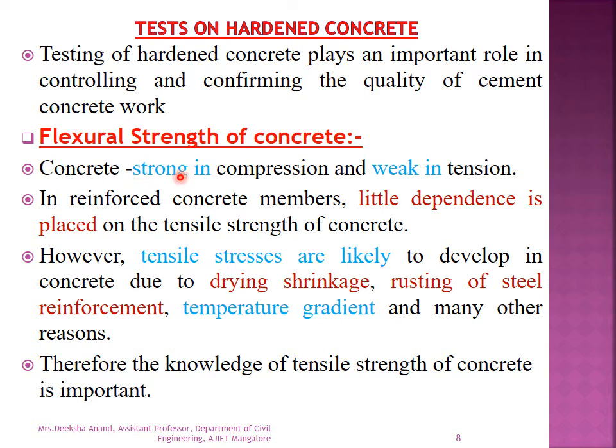We all know that concrete is strong in compression and weak in tension. If we take a member or a concrete block, we cannot pull it, so it is weak in tension. Whereas steel is strong in tension, because when we apply the load, instead of breaking, it gets elongated.